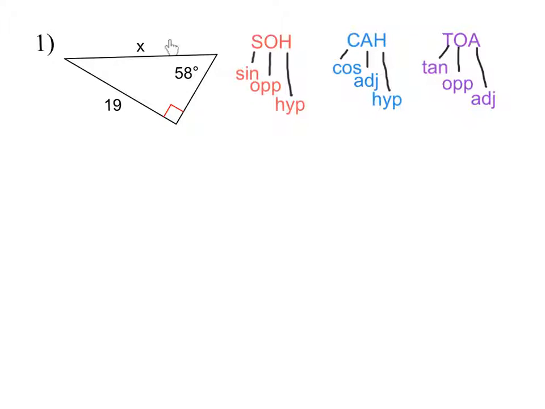So we need to look at this angle here and decide what we have. Compared to this angle, the 19 is the opposite, and the x is the hypotenuse, because remember, the hypotenuse is always the side opposite the right angle. So we have the opposite and the hypotenuse, so we're going to use the sine function in this case.